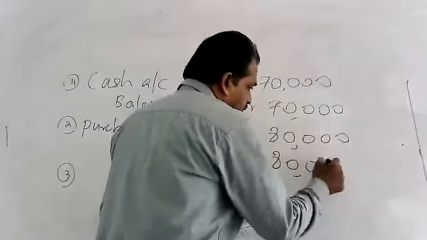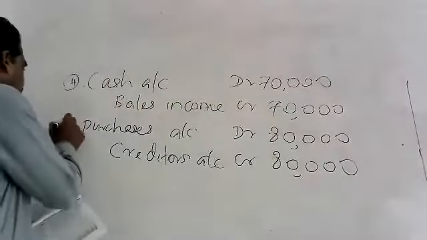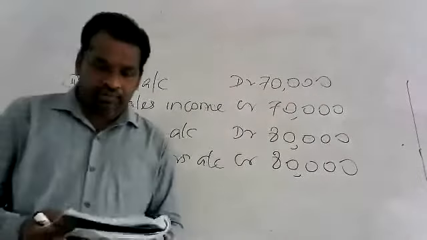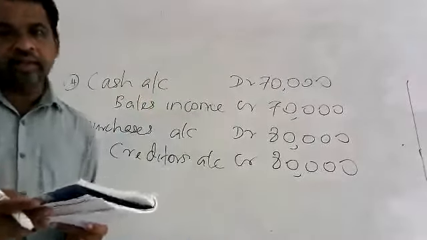80,000. Right. That is the answer for transaction number 5. Then transaction number 6, withdrew money by the owner for personal use 10,000 rupees.